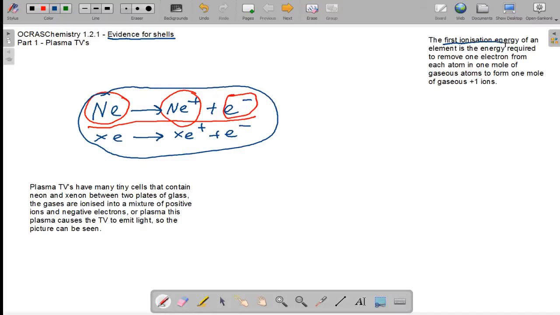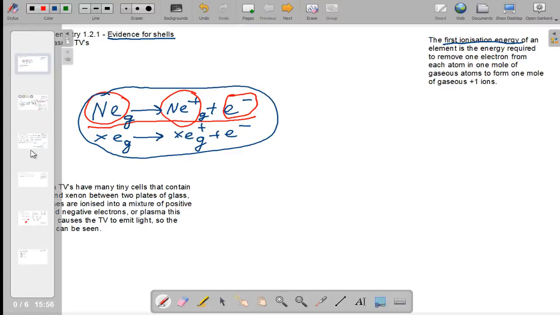Definitions now. First, the ionization energy of an element is the energy required to remove one electron from each atom in 1 mole of gaseous atoms to form 1 mole of gaseous 1+ ions. And ionic equations are fairly simple, as they are the element making the ion plus 1 mole of electrons, and they always must be gaseous. So neon makes neon plus e minus, and xenon makes xenon plus ions plus e minus.